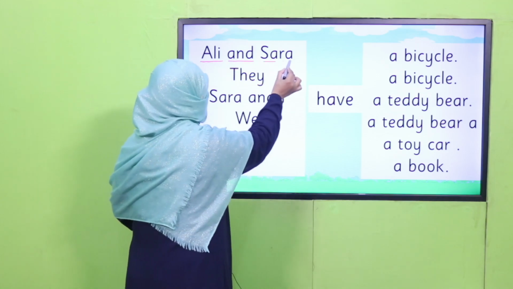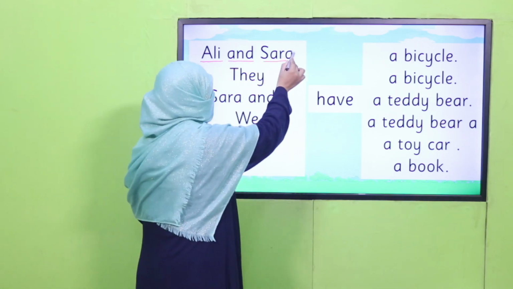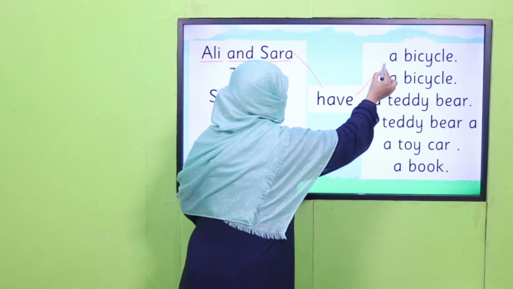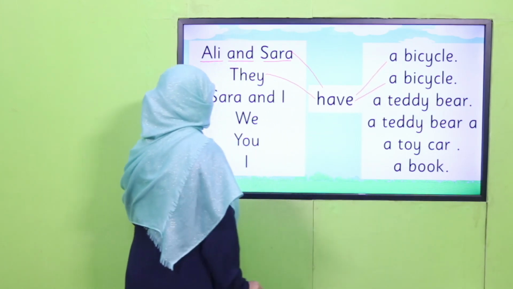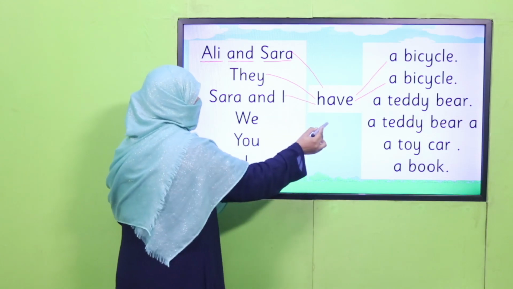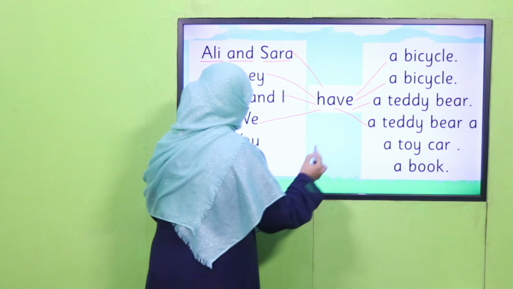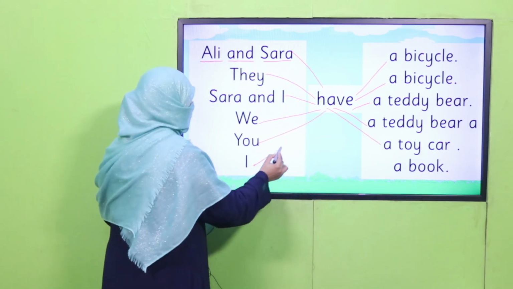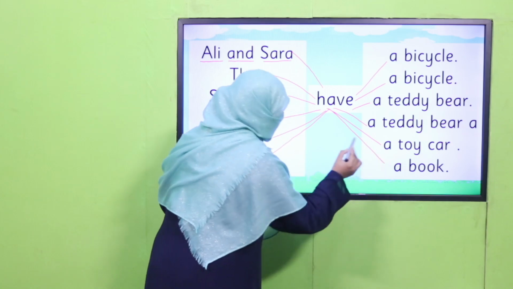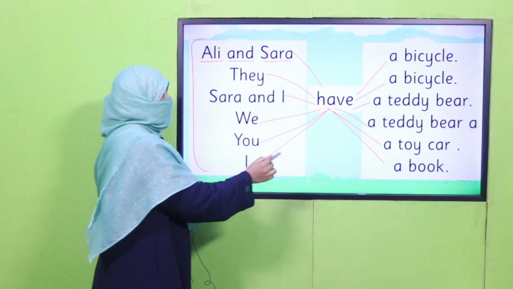Ali and Sarah, because they are plural naming words, they are more than one, have a bicycle. They have a bicycle. Sarah and I have a teddy bear. We have a teddy bear. You have a toy car. And I have a book. This is how these are the naming words with which we use have.